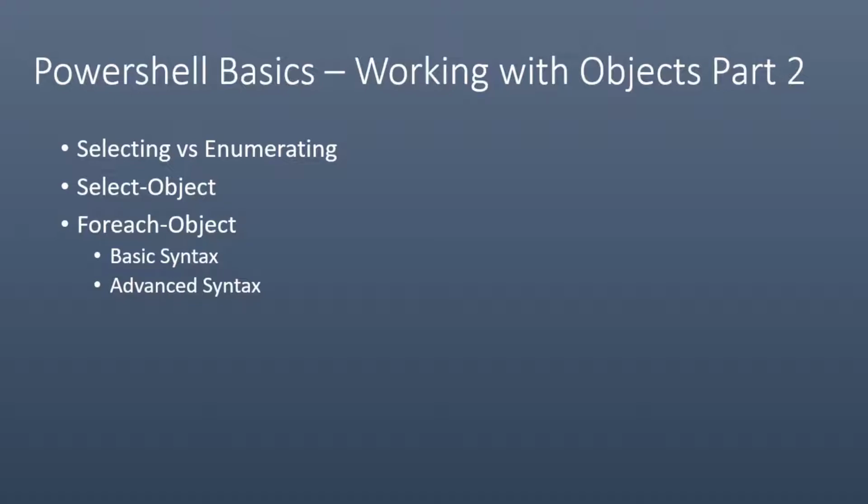So in here, we're going to be talking about the difference between selecting and enumerating and looking at a couple commandlets here. The first one being select object and the other one being for each object. So select object does better for selecting, and for each object does a better job of enumerating. And for each object is going to have a couple different syntaxes on it. We're going to have the basic syntax and the advanced syntax. Okay, so let's go ahead and dive into it here.